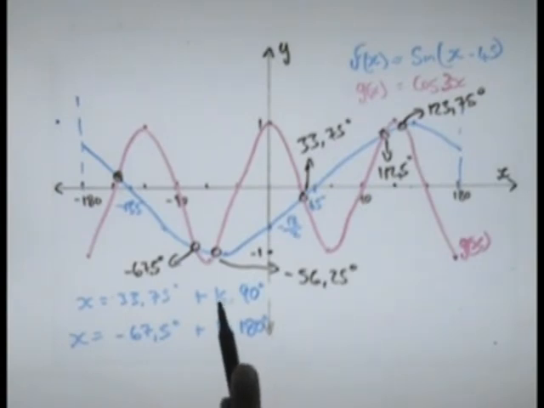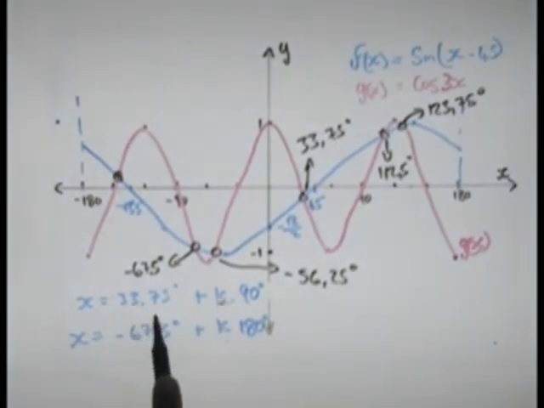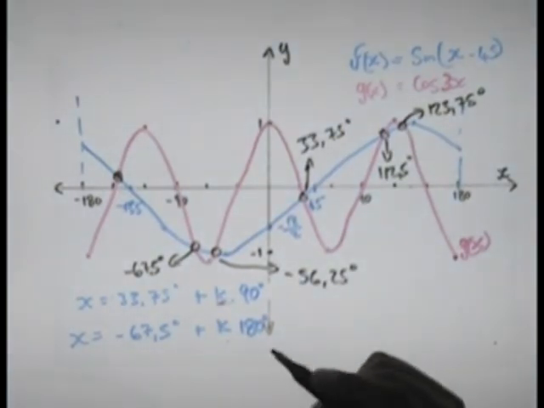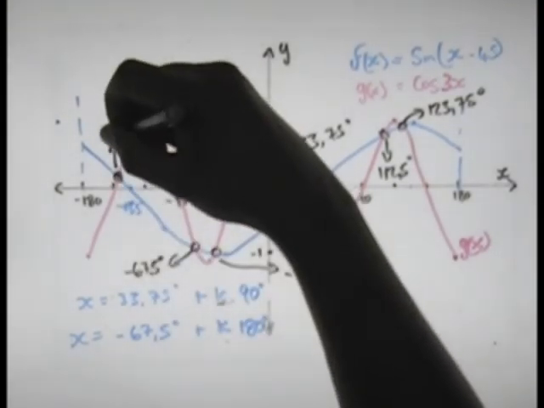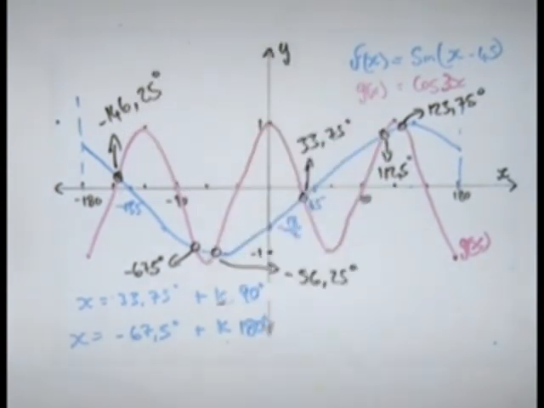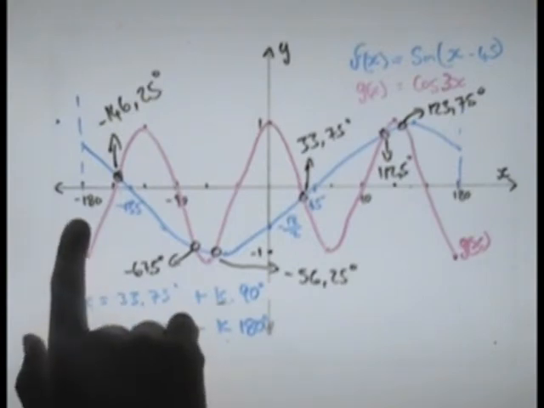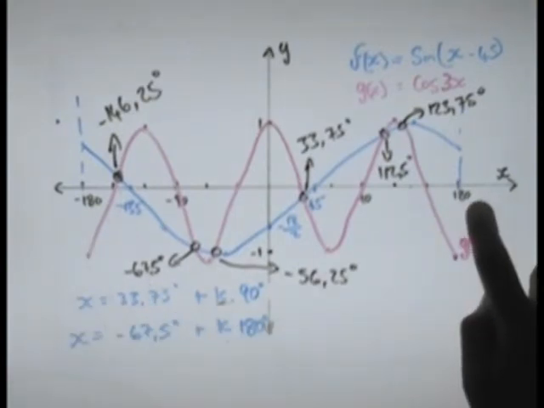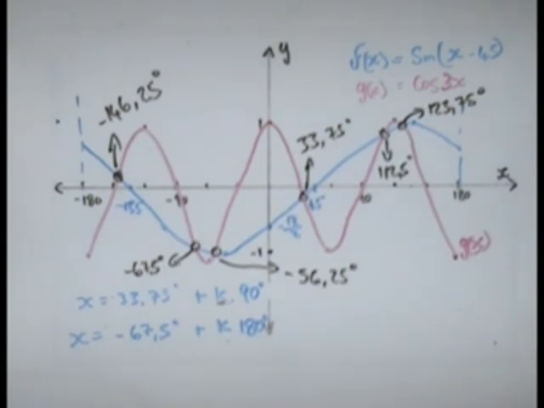When k over here is equal to negative 2, that's going to be 33.75 degrees minus 2 times 90, or minus 180, which is going to give me negative 146.25 degrees. And those are all our possible solutions for the range x is an element of negative 180 degrees up to x is equal to positive 180 degrees.